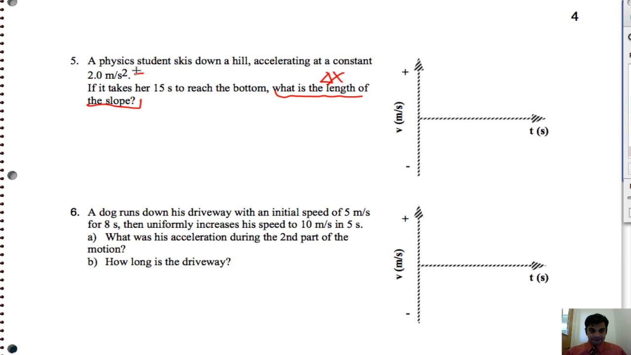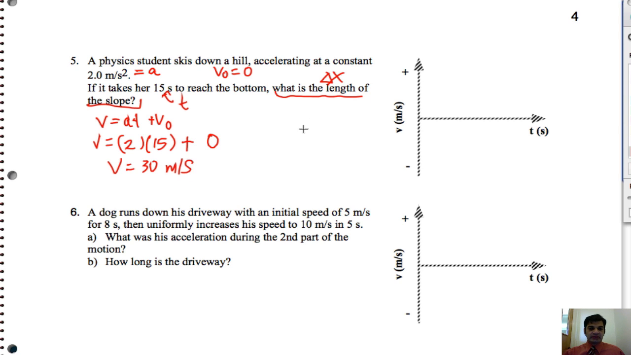So here's the deal. This is the acceleration A. This is the time t. And we start skiing down a hill. So we start from rest. So now let's set up our equation. We have V equals AT plus V naught. And we're going to say that this unknown V is going to be 2 times our time, which is 15 seconds, plus our V initial, which is 0. So we get that our V at the bottom of the hill is 30 meters per second.